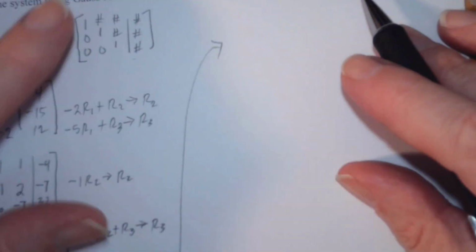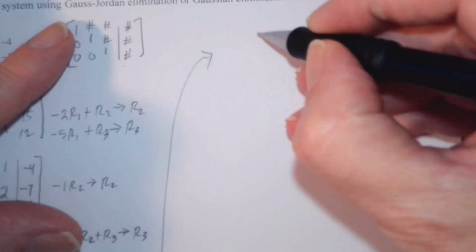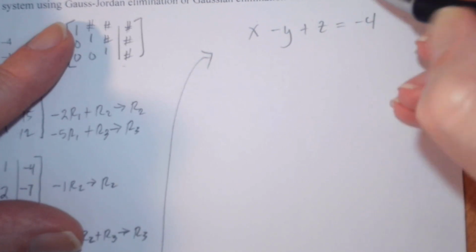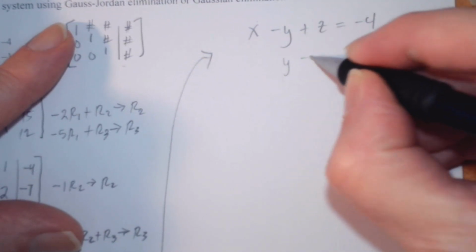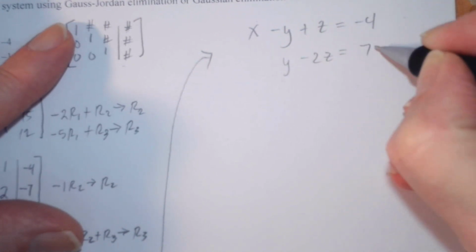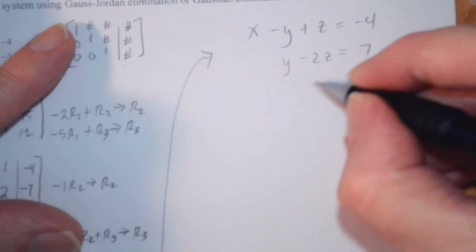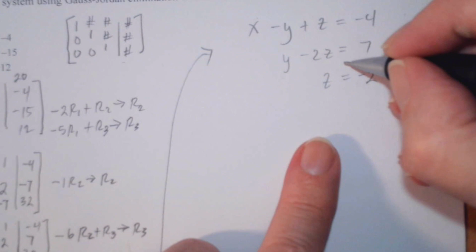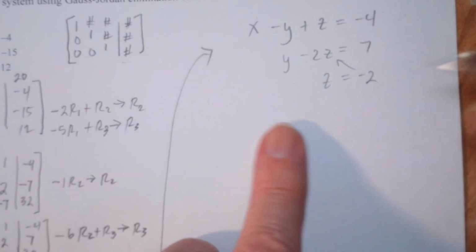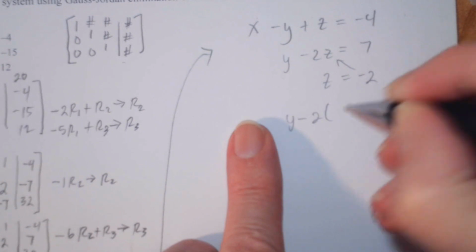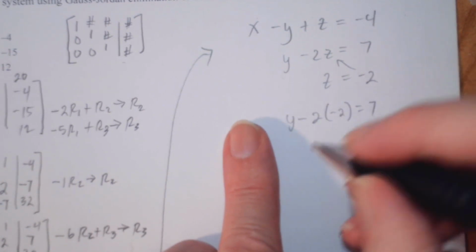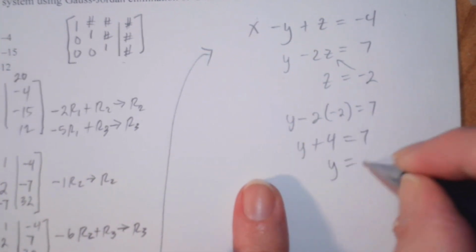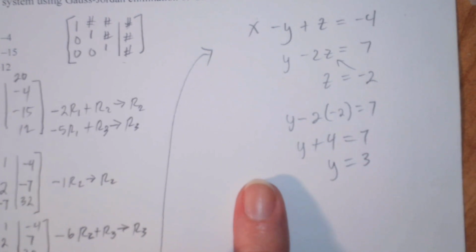So let me go ahead and move this up here. So x minus y plus z equals -4. We'll have 1y minus 2z equals 7. And z is -2. You can see why they call this back substitution. We're going to plug in the z value here. We'll get y minus 2 times -2 equals 7. That's y plus 4 equals 7. And we'll get y is 3. Just subtract 4 on both sides.